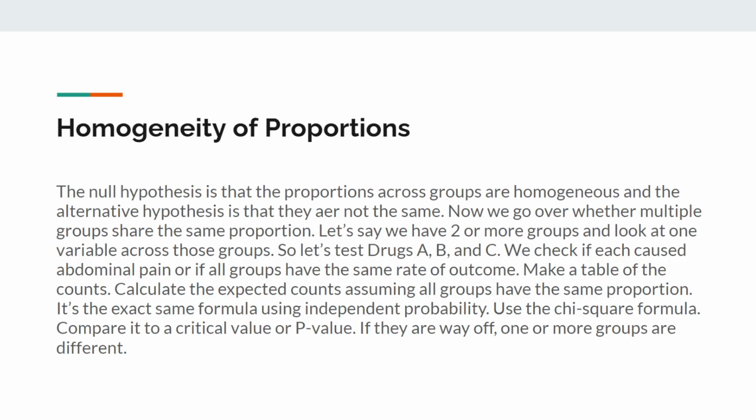Calculate all the expected counts of all the groups, assuming all the groups have the same proportion, and it's the exact same formula using independent probability. Use the chi-square formula compared to the critical value or p-value. If they're way off, one or more groups are different. Let's use some logic here.